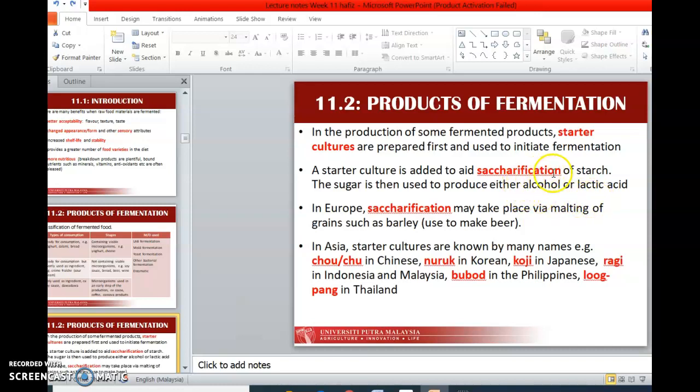Alcohol fermentation, for example, beer and so on. Lactic acid fermentation can be, for example, yogurt and so on. So this is the first example. You can use this technique to produce beer, and the second one, we can use this technique to produce other types of fermented food. For example, in Chinese, Korean, koji in Japanese, ragi in Malaysia, and so on.